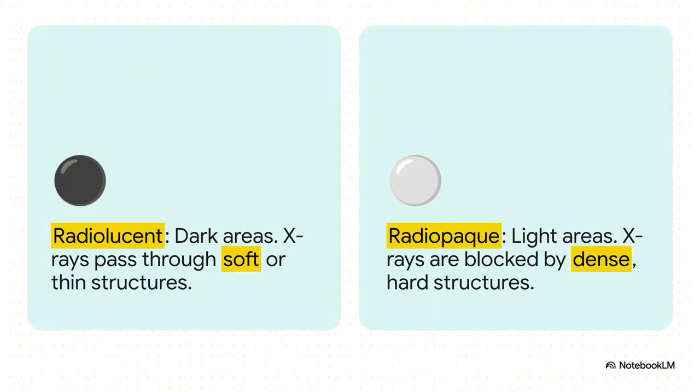And here they are, probably the two most important words you're going to learn today. Radiolucent. That describes the dark or black areas. This happens where X-rays can pass right through something soft, like your tooth pulp or maybe an area of decay. And radiopaque. Well, that refers to the light or white areas. That's where really dense things like bone, enamel, or fillings literally block the X-rays from passing through.